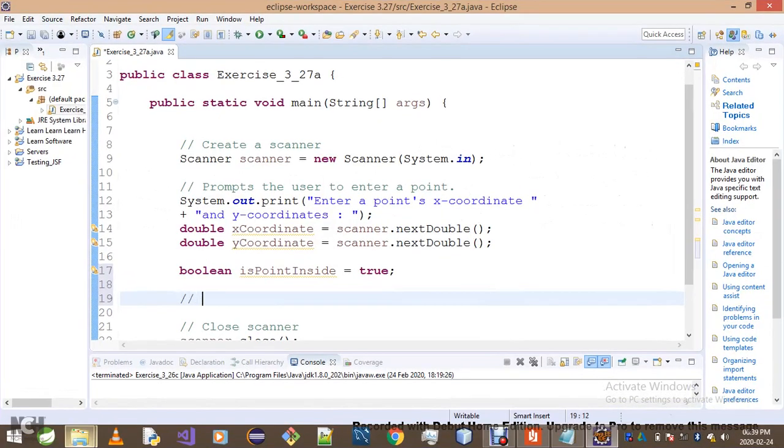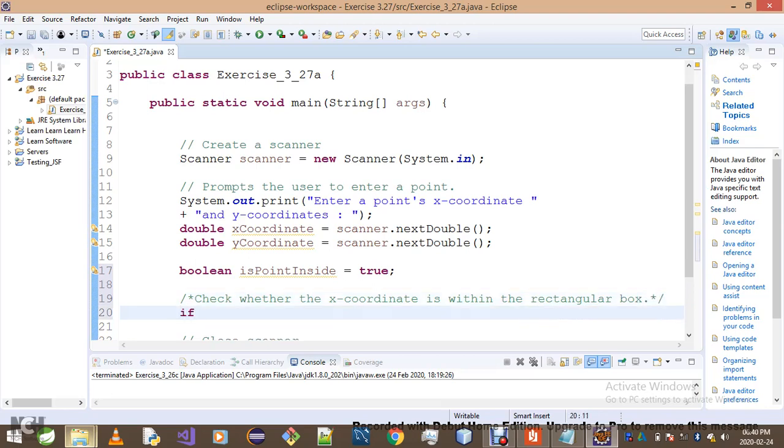So now, what I want to do, I want to check. In fact, let me make this a multi-line comment. I want to check whether the x coordinate is within the rectangular box.